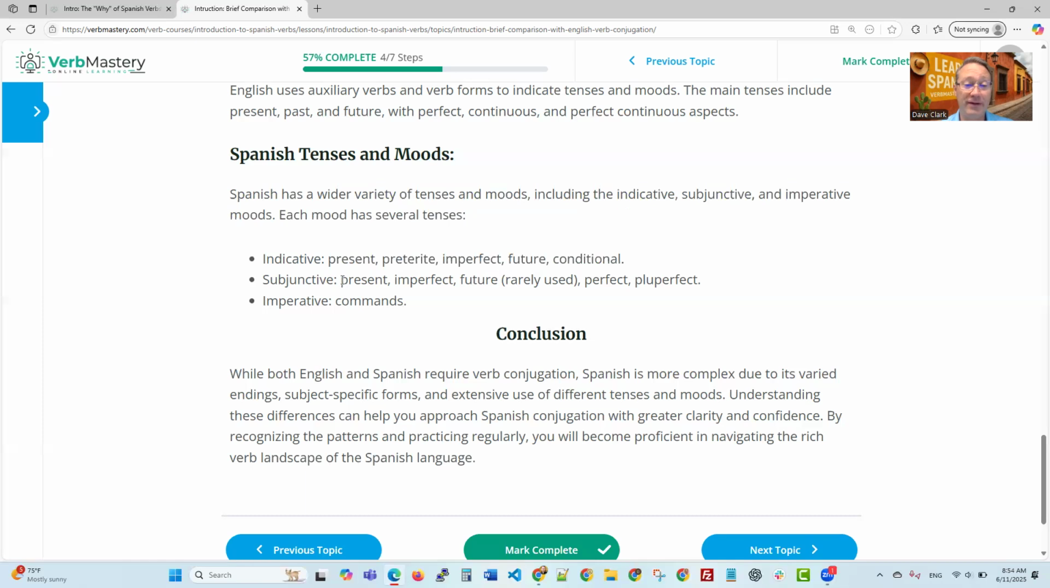The subjunctive includes a present subjunctive, imperfect subjunctive, future, which is rarely used, perfect subjunctive and pluperfect subjunctive. This whole course will gradually get you through all of those tenses. So again, they'll be learned one at a time. The imperative mood is commands like eat, sit, go, run, walk, whatever.